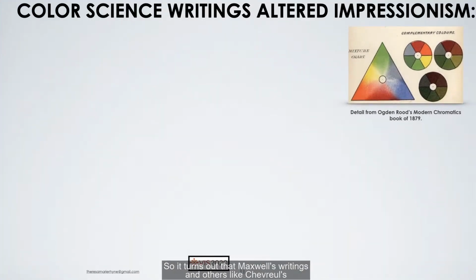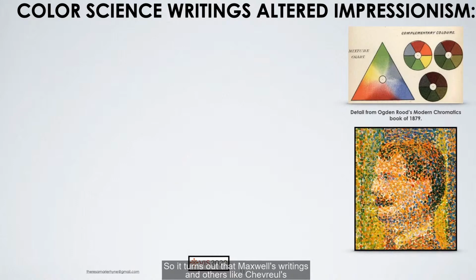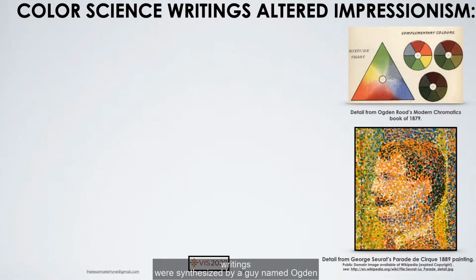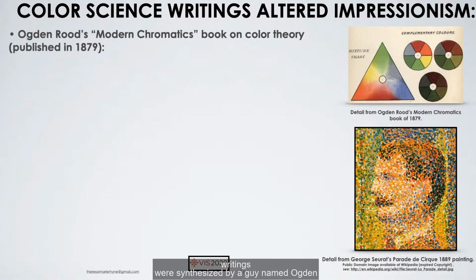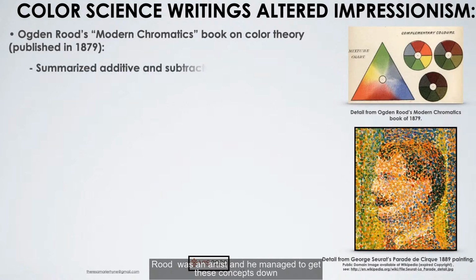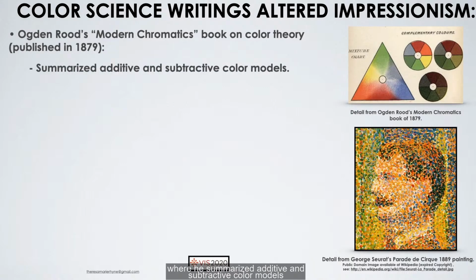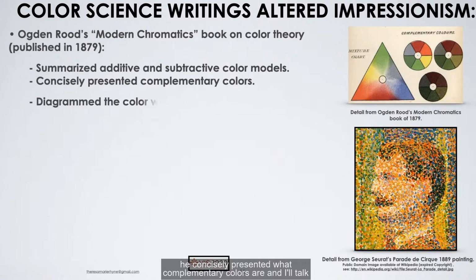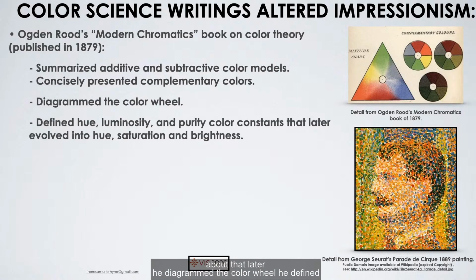So it turns out that Maxwell's writings and Chevreul's writings were synthesized by a guy named Ogden Rood, and he wrote a book called Modern Chromatics, and he managed to get it down very simply. Rood was an artist, and he summarized additive and subtractive color models. He concisely presented what complementary colors are, and I'll talk about that later. He diagrammed the color wheel. He defined hue, luminosity, purity.